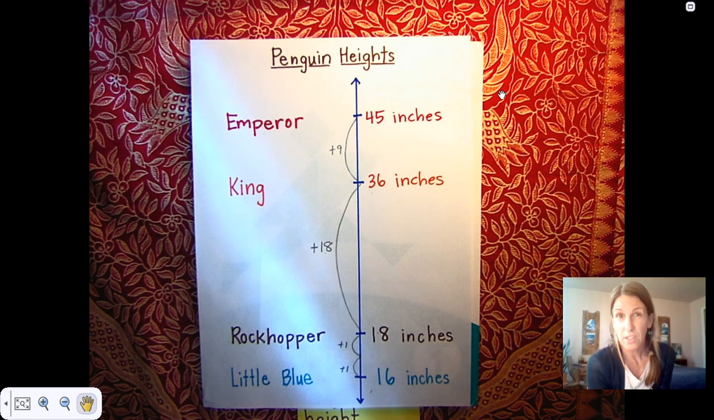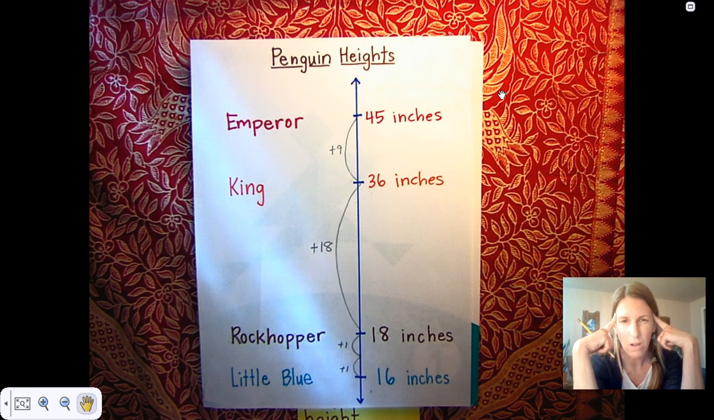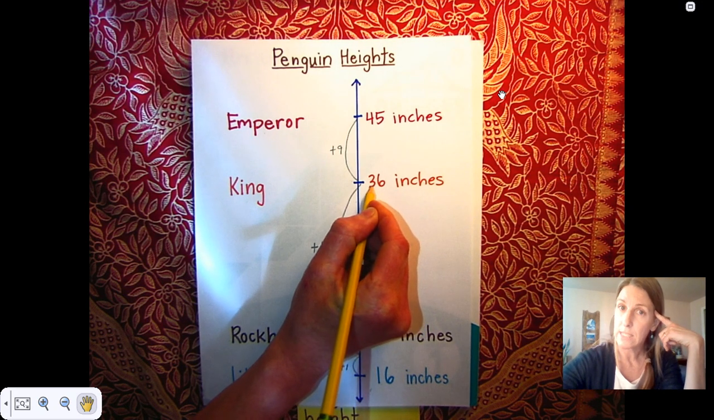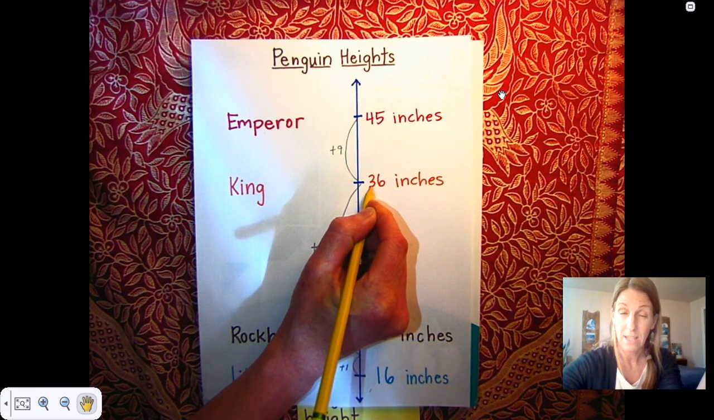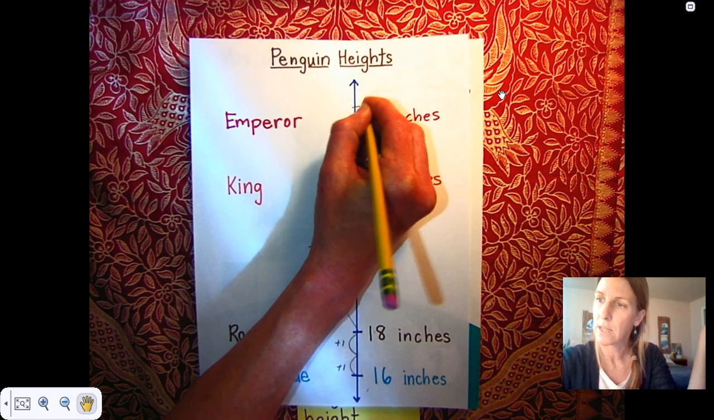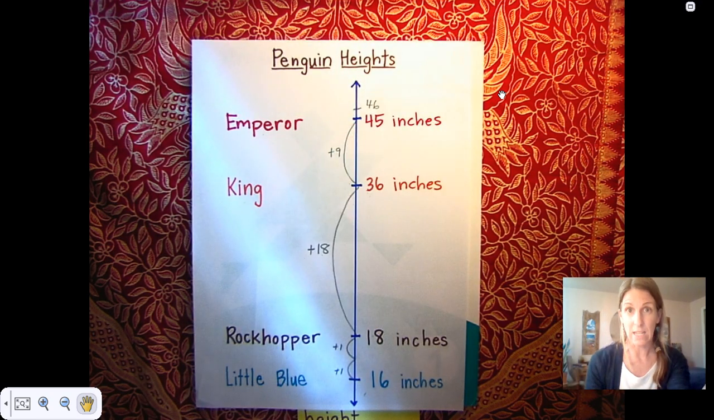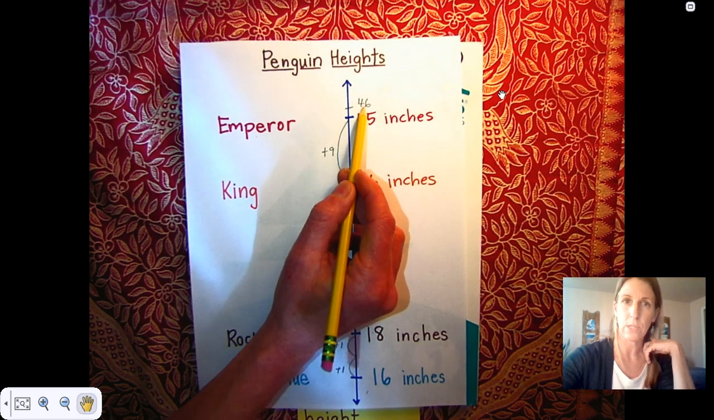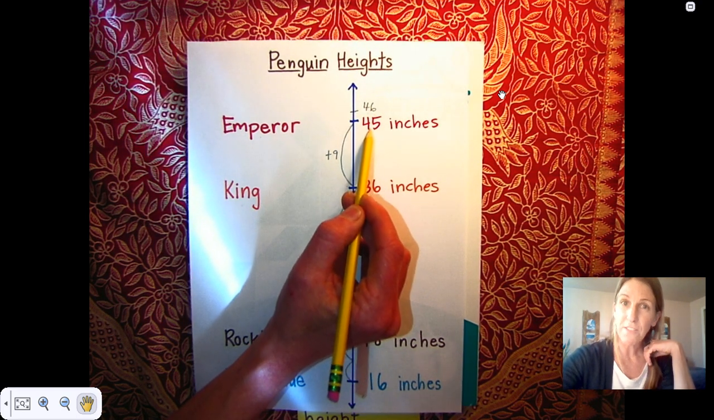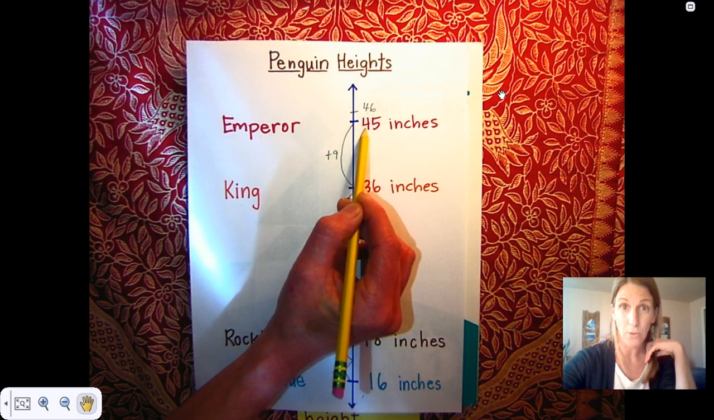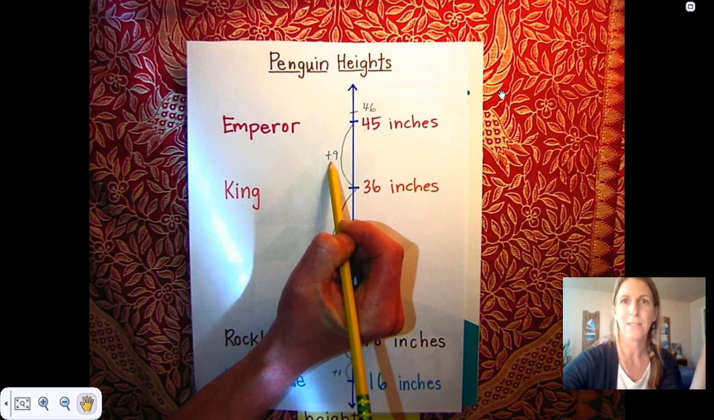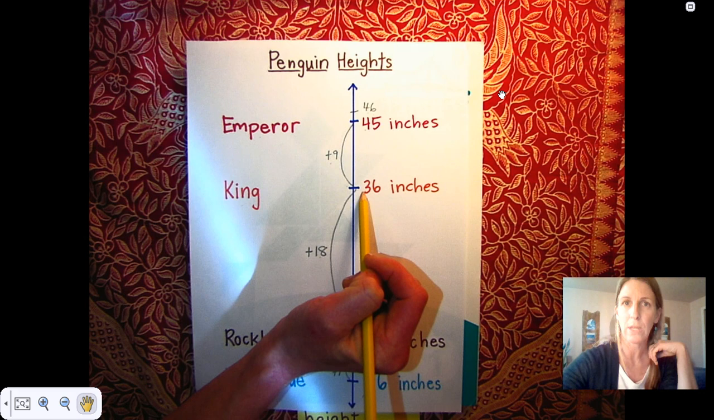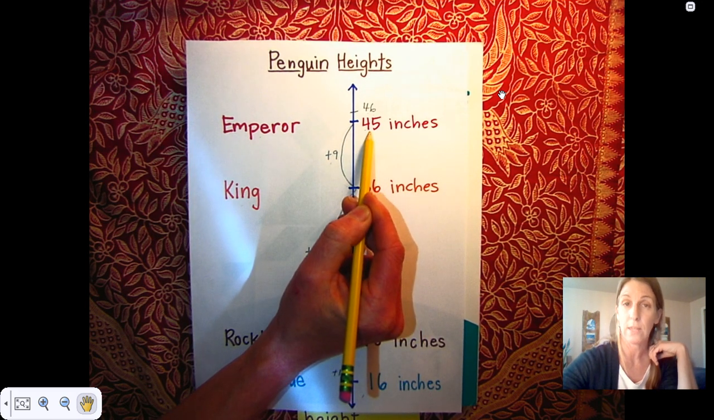Now you also could figure it out by thinking in your brain, wow, I know that 36 plus 10 is 46 because it's easy to add tens. 26, 36, 46, 56, counting by tens. So if 36 to 46 was a jump of 10, and 45 is just one less than 46, that's one less than 10. That's 9. It's a jump of 9. The difference between 36 and 45 is 9.